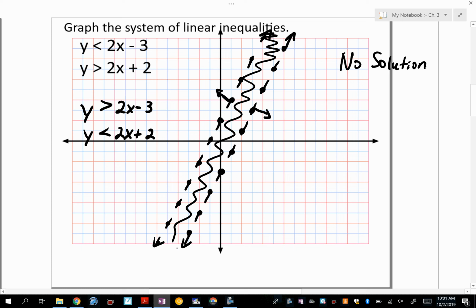Now that's not the answer, so you don't need to write this down. But I'm saying just be careful. Because they are parallel, don't think, oh, it's automatically going to be no solution. If I have the inequality symbols set up in that way, it might actually be that in between them is the solution. Leslie? That's the solution area.